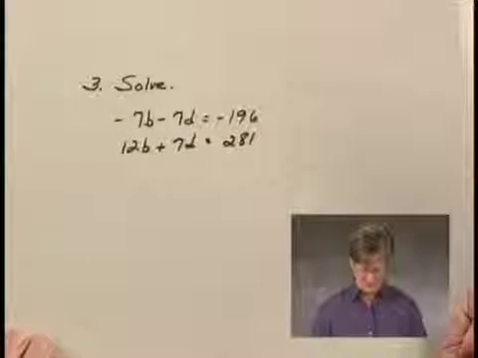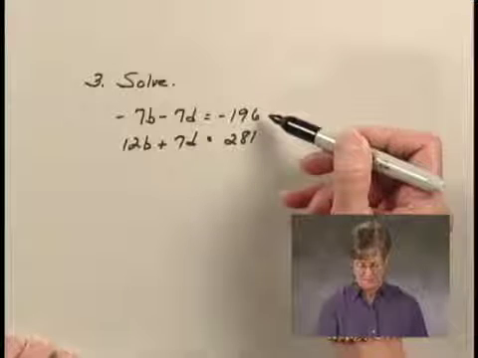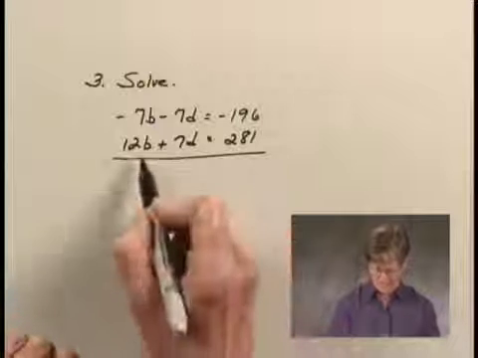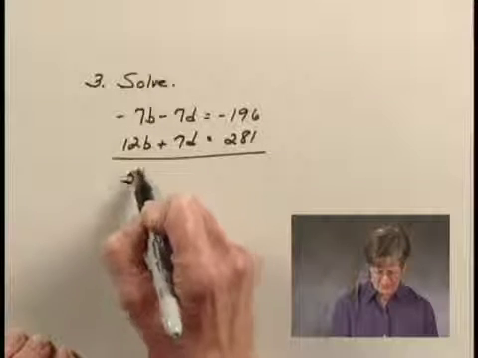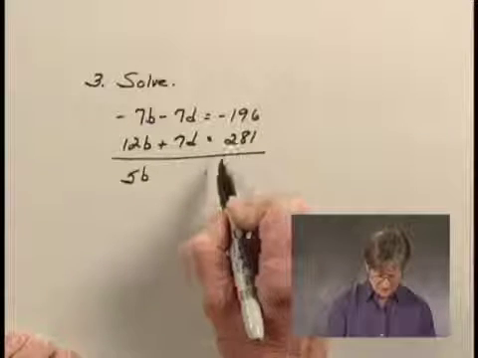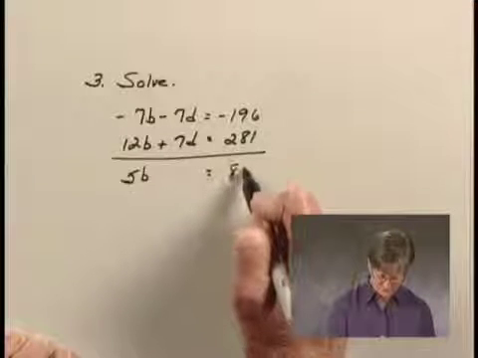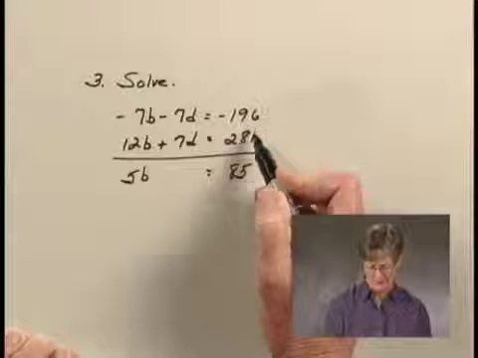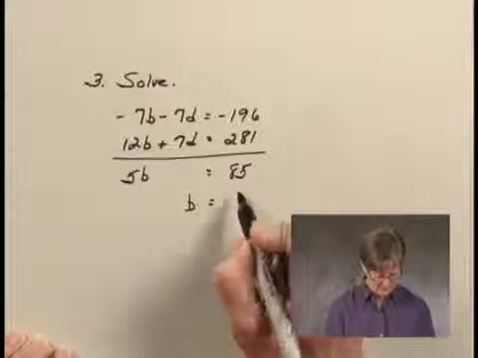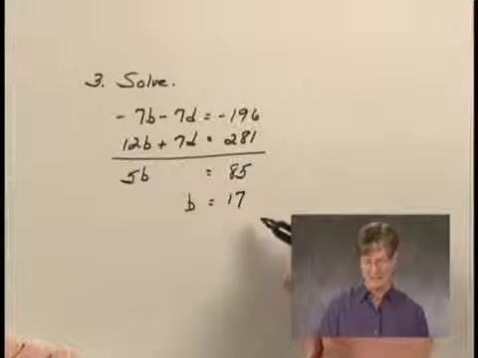And when we do that, we're going to the solve step now, and we're going to solve the system of equations. This is equation 1 multiplied by -7. This is equation 2. And now I'm going to add. -7B plus 12B is 5B. We've said that the D terms are going to add to 0. And when I do the computation on the right-hand side, I get 85. -196 plus 281. And now I can divide both sides by 5 to solve for B, and I get B equals 17.